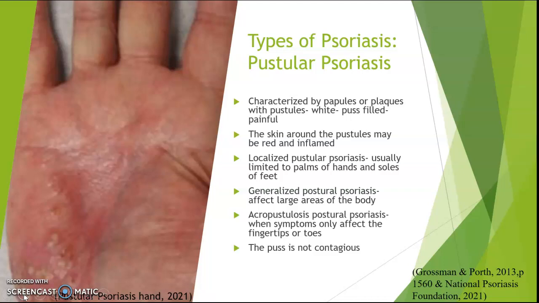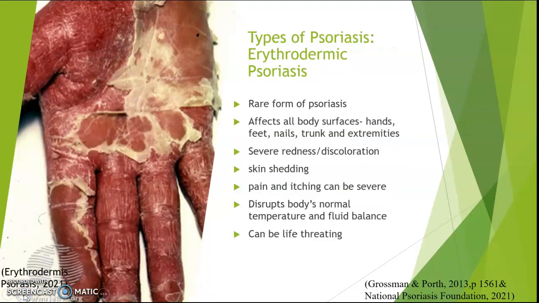Localized pustular psoriasis is usually limited to palms of the hands and soles of the feet. Generalized pustular psoriasis affects large areas of the body, and acropustulosis is when symptoms affect only the fingertips or the tips of the toes. This photo shows localized pustular psoriasis on the hand.